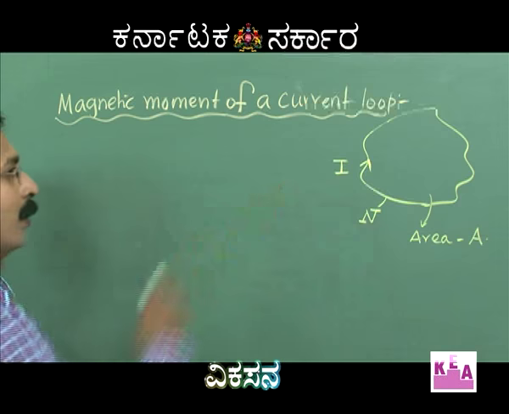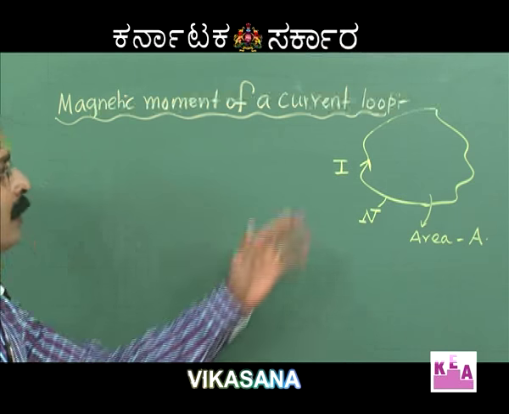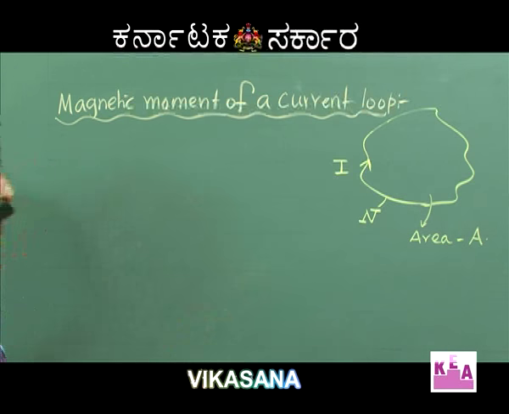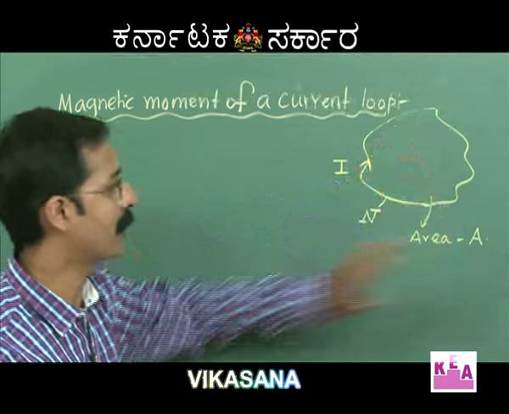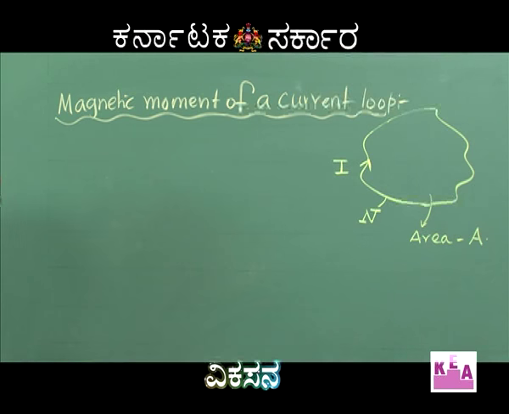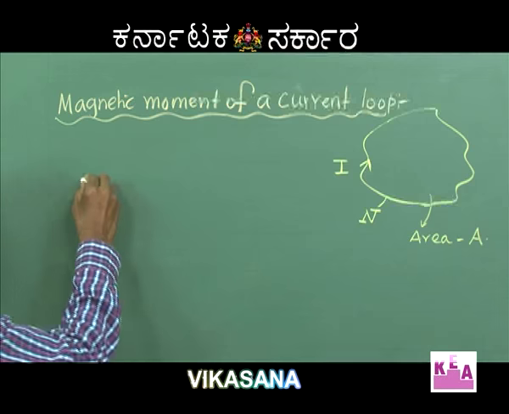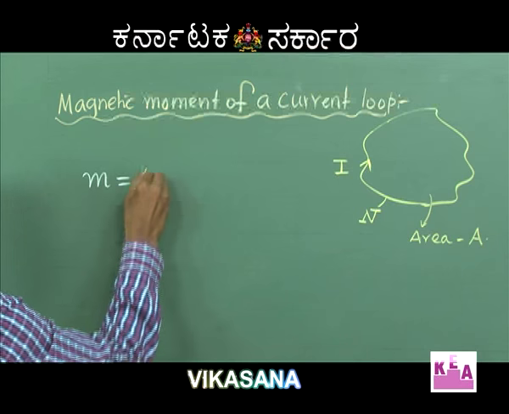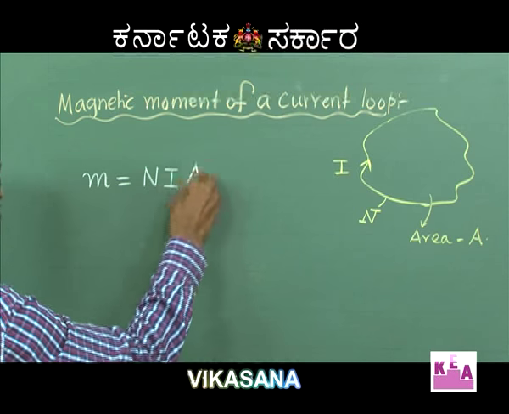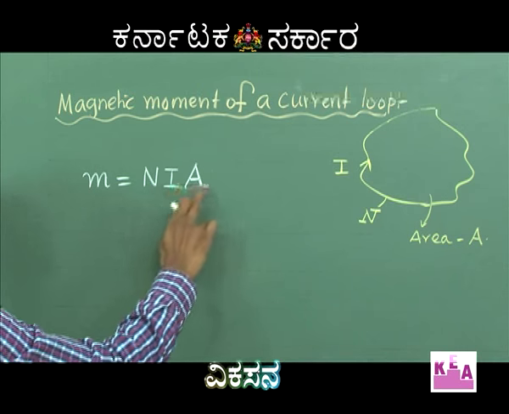Suppose we have a current loop like this. The loop has a current I, the number of turns in the loop is N, and the area it covers is A. Then we can define a term called magnetic moment for this loop, that is given by M is equal to N into I into A.